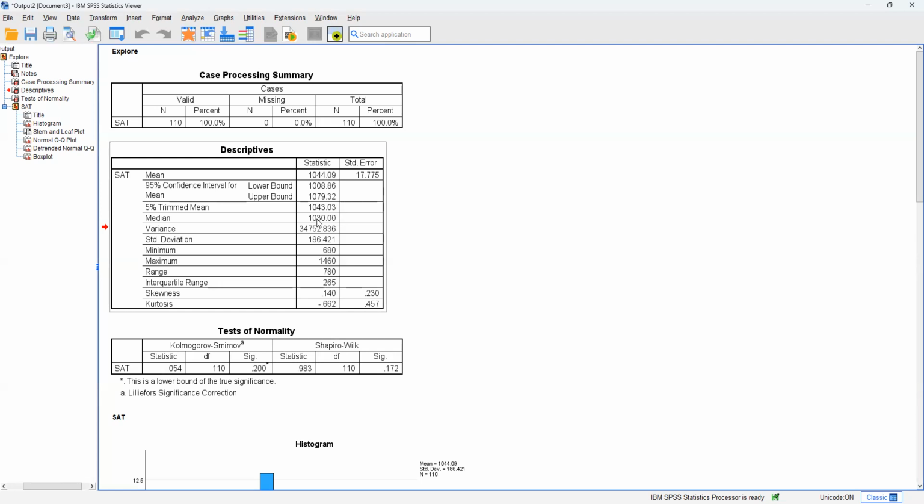We also get the median, and then the variance, standard deviation, and range. We get the interquartile range, which takes the 75th percentile minus the 25th percentile. So this is kind of the middle 50% of cases. It says the interquartile range is 265. So the person who scored at the 75th percentile scored 265 points ahead of the person who scored at the 25th percentile. That's a pretty narrow range for this test.